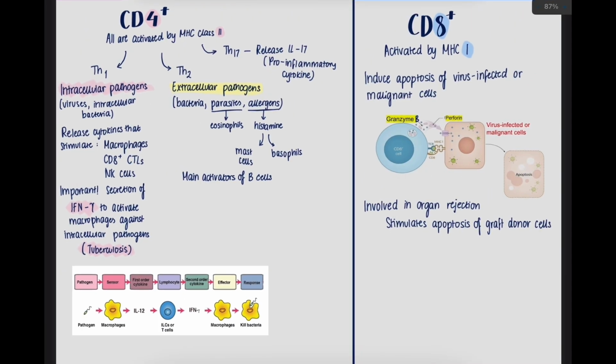Now we move on to T helper 2 cells, which are responsible for immune reactions against extracellular pathogens, such as bacteria, parasites, and allergens. So when we think of parasites, parasitic infections, we should think of eosinophils. And when we think of allergens, we should think of histamine release. And histamine is released by 2 cells, which are mast cells and basophils. So if we combine all of that together, we can say that T helper 2 cells are going to activate eosinophils, mast cells, and basophils. So they're going to release cytokines that activate those cells, and they are also the main activators of B cells.